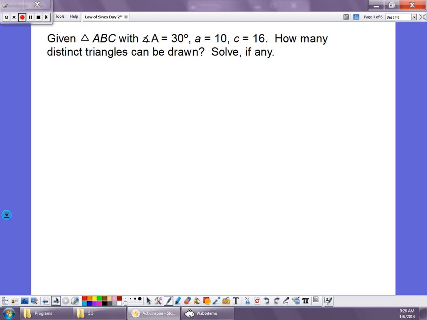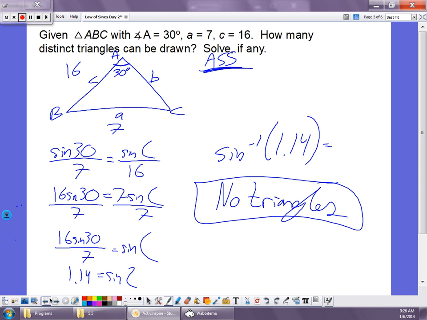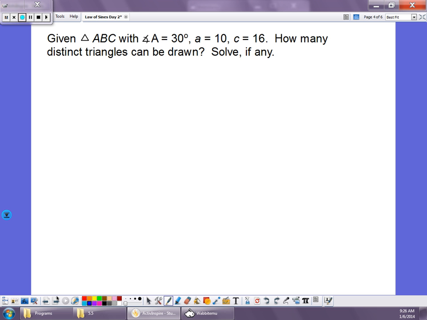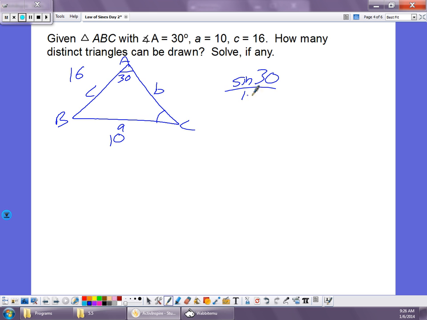All right, so here, same deal. Is this the same exact problem? Okay. All right, so again, start with a picture. A, B, C. 30 degrees for angle A, 10, and 16. And again, you can do the same process. We're going to try and solve for angle C. So sine 30 over 10 equals sine C over 16.